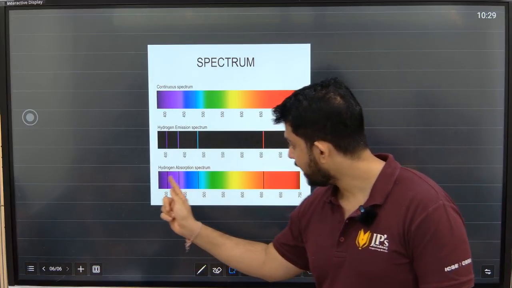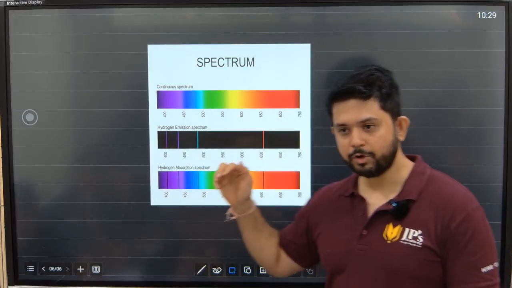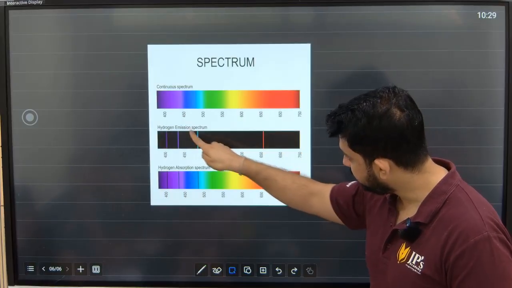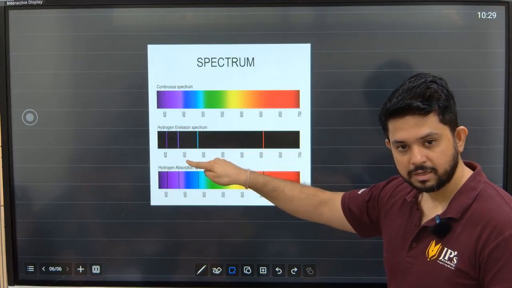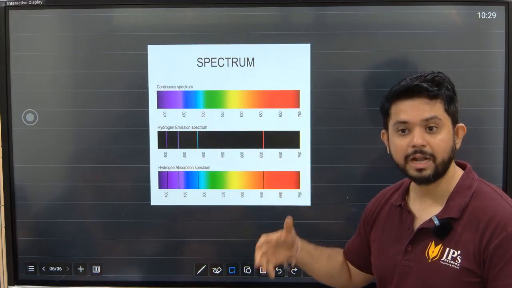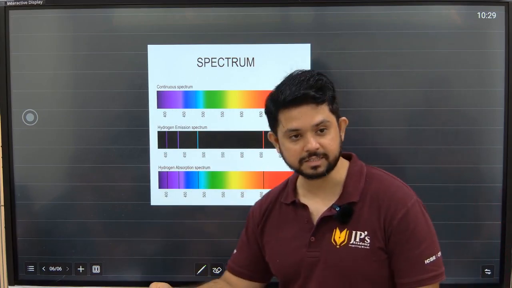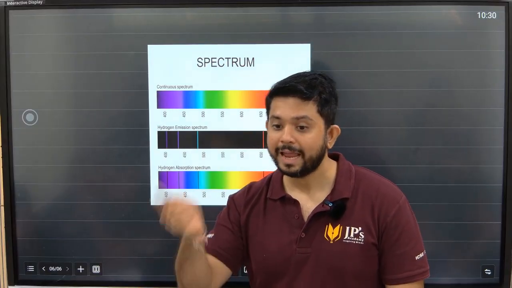And there's something called the absorption spectrum. We'll study about absorption spectrum, but I want you to understand, see, where there is a line in emission, there's a black in absorption. What that means is, you will absorb only those wavelengths which you emit.